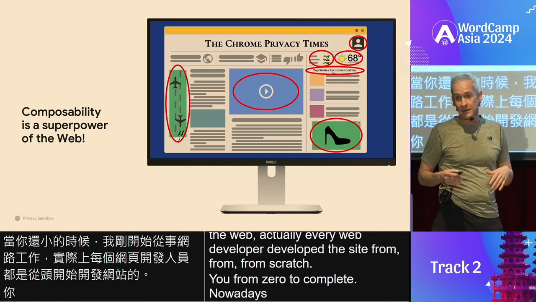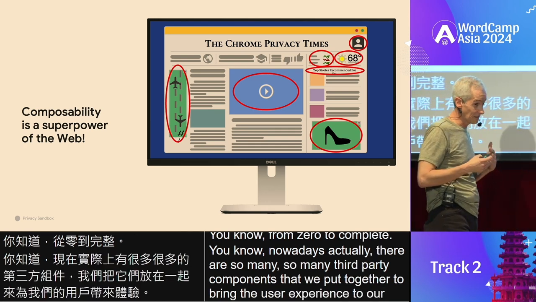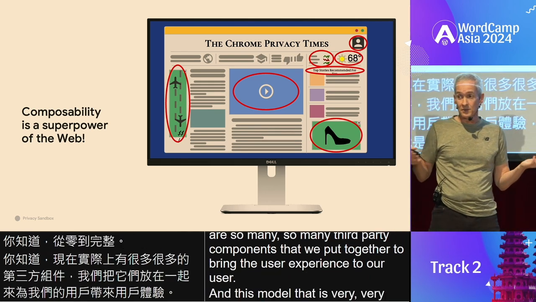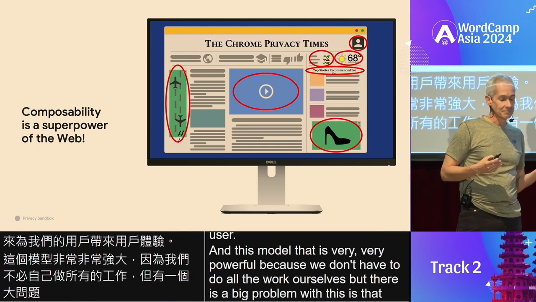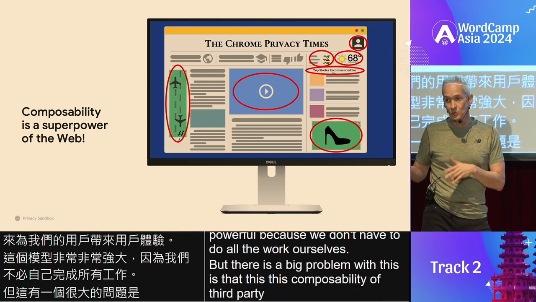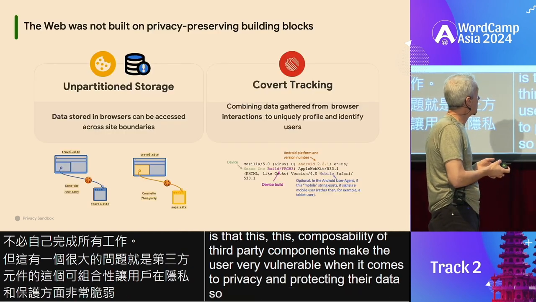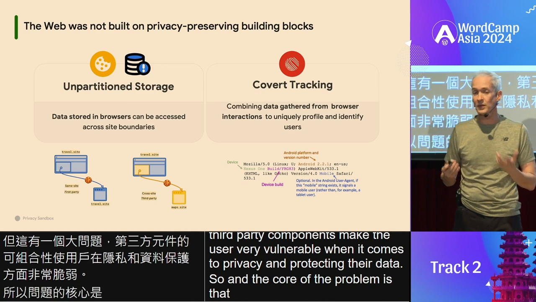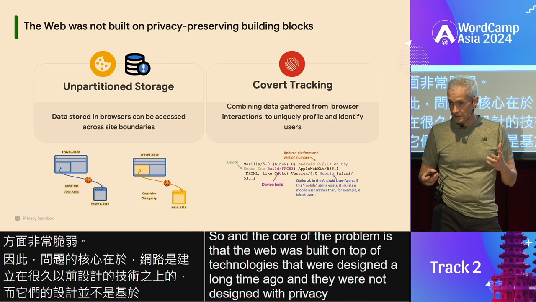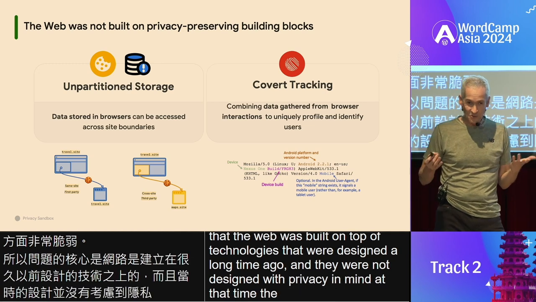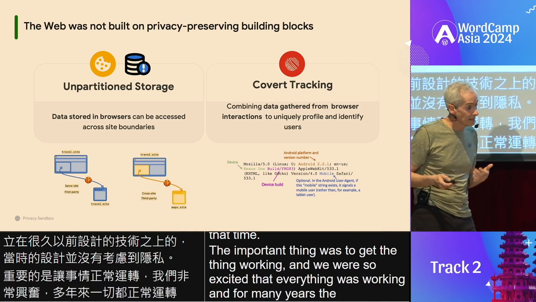Nowadays, there are so many third-party components that we put together to bring the user experience to our users. This is a very powerful model because we don't have to do all the work ourselves. But there is a big problem: this composability of third-party components makes the user very vulnerable when it comes to privacy and protecting their data. The core of the problem is that the web was built on top of technologies that were designed a long time ago, and they were not designed with privacy in mind. At that time, the important thing was to get things working, and we were so excited that everything was working, and for many years, the situation stayed like that.